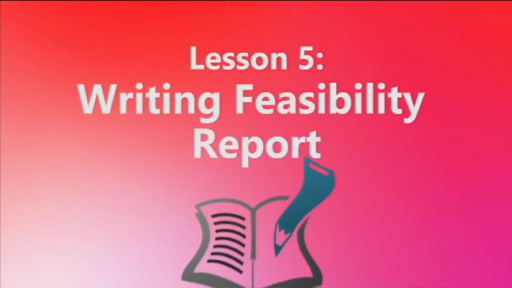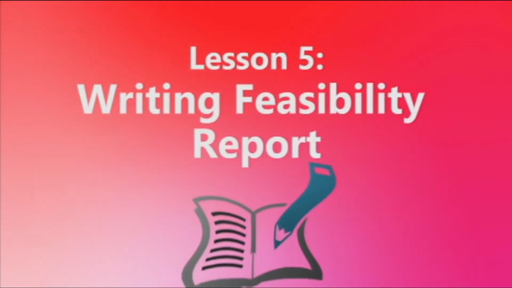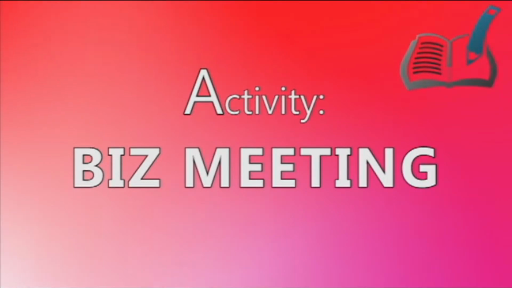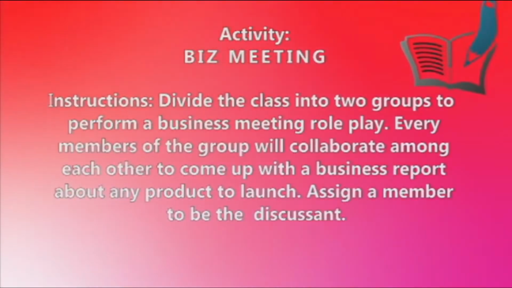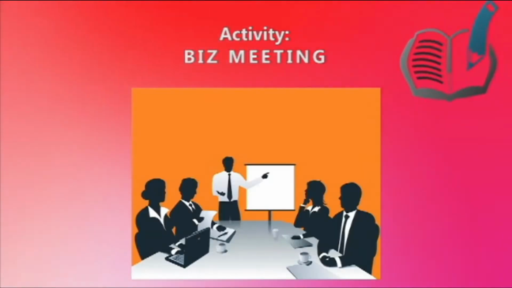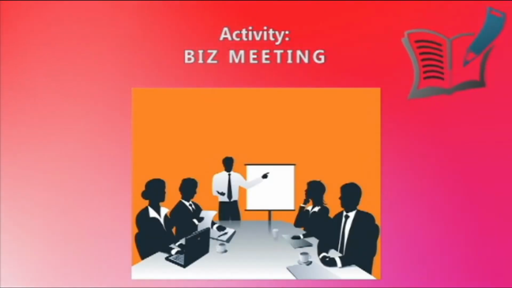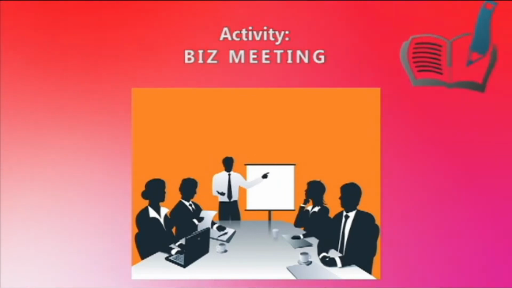Lesson 5. Writing Feasibility Report. Activity: BIZ Meeting. Instructions: divide the class into 2 groups to perform a business meeting role play. Every member of the group will collaborate with each other to come up with a business report about any product to launch. Assign a member to be the discussant.